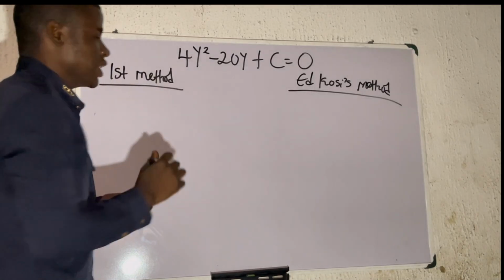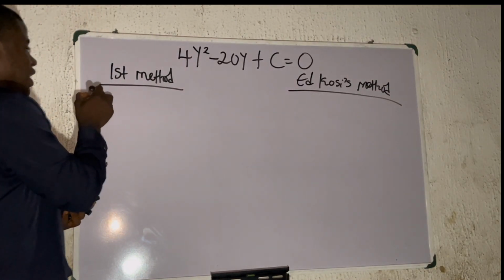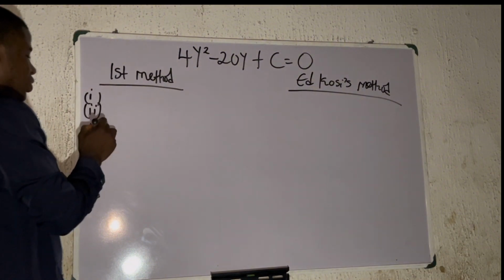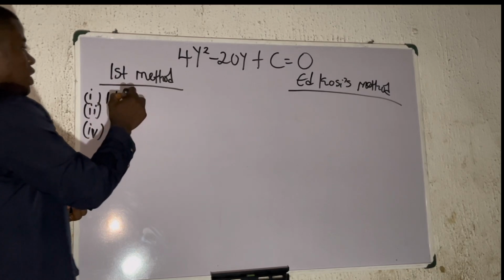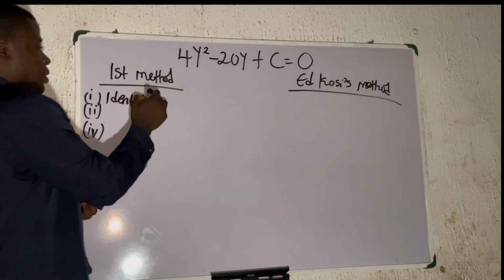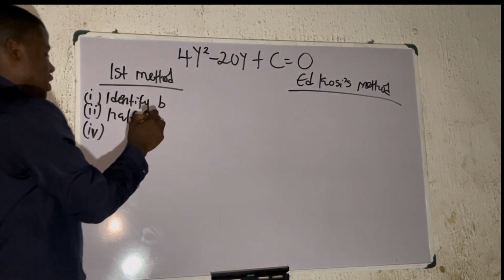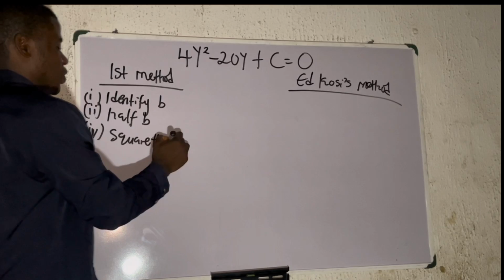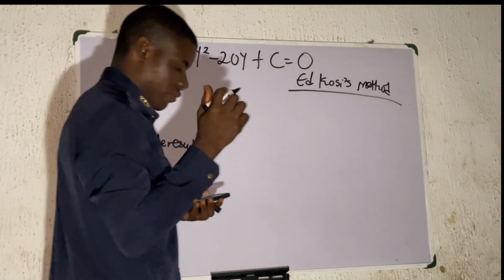But don't forget that the first method from my previous video comes from completing the square method, and the steps are just 3 in number. This method says: identify b. The next one, half b. Then lastly, square the result. Does it make sense? Squaring the result. Very good.